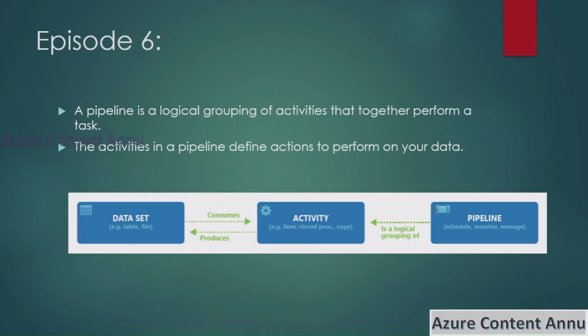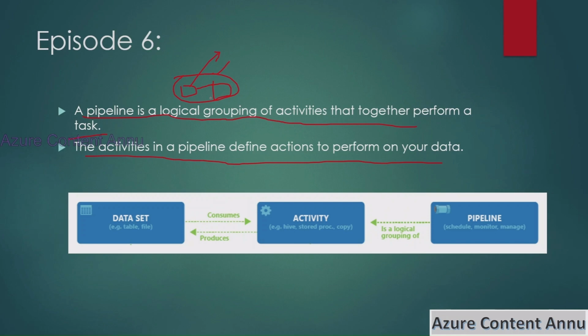So let's move ahead. We already know that a pipeline is a logical group of activities that perform a task. Basically, a pipeline is the combination of one or more activities together, which performs a meaningful task. And what are activities? Activities in a pipeline define actions to be performed on your data. A single unit of work is performed by an activity, and if we combine multiple activities, it creates a pipeline.